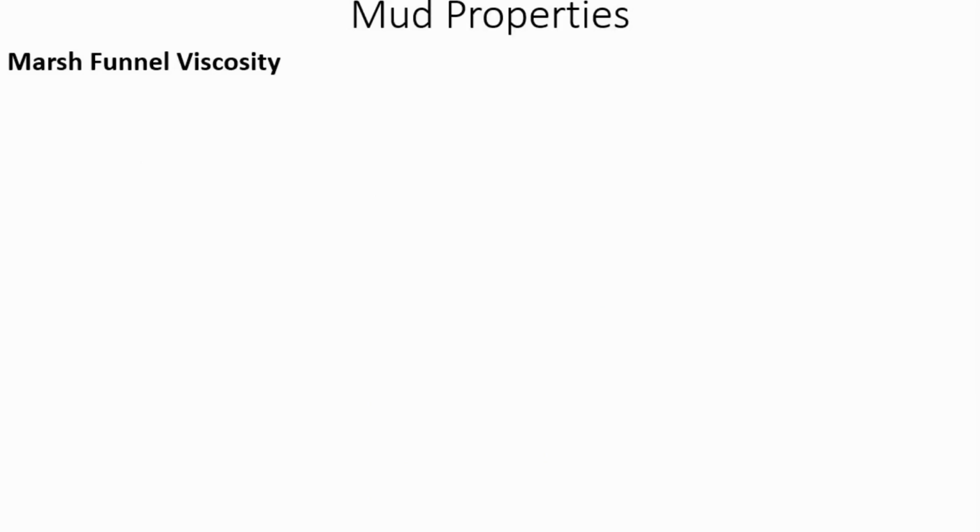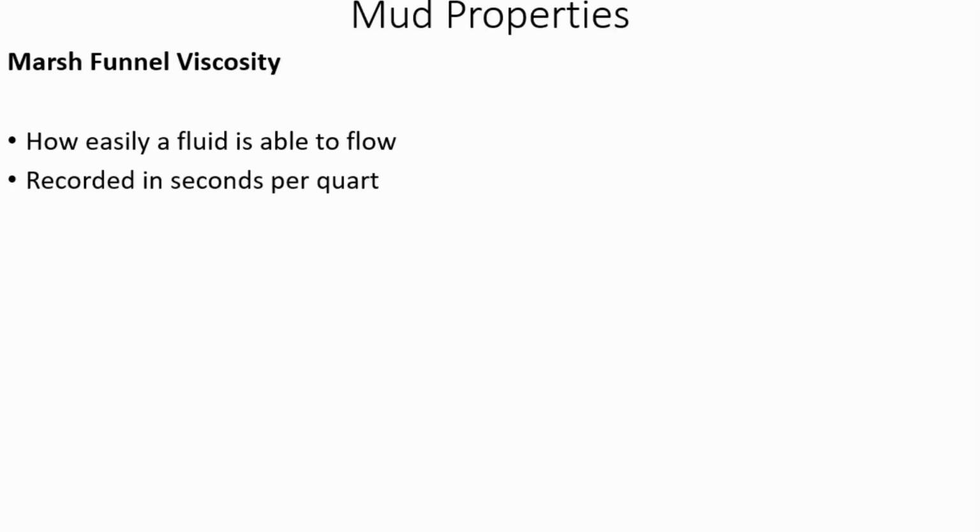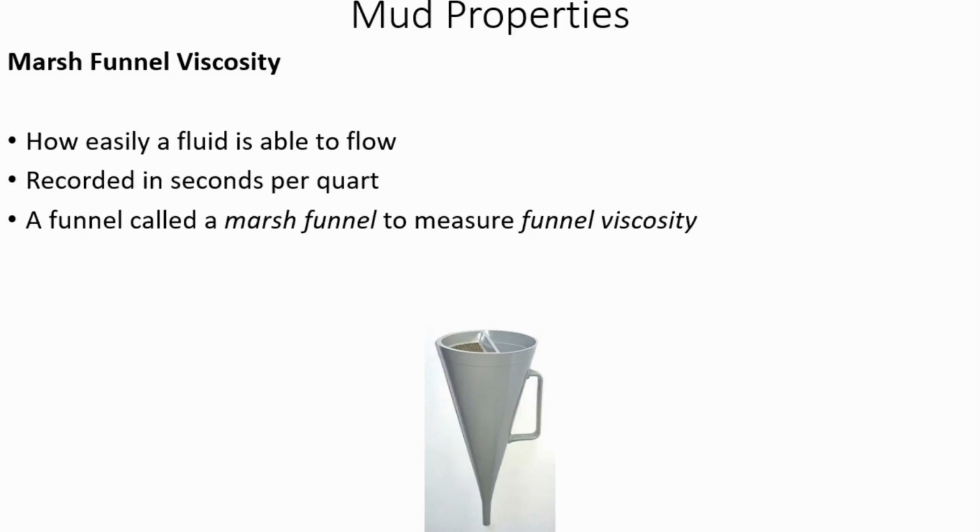The next property I want to talk about is the marsh funnel viscosity. It's a measurement of how easily the fluid flows, specifically through a little nozzle in a funnel. It's recorded in seconds per quart. And so what we have illustrated here is a marsh funnel, which is filled up to that grating with mud, and then you measure how long it takes for 1 quart to flow out the bottom. So basically you fill up a viscosity cup to the 1 quart level, and you measure that in seconds.